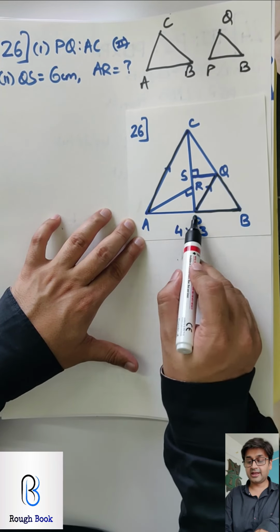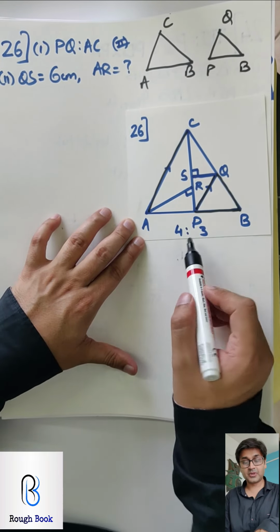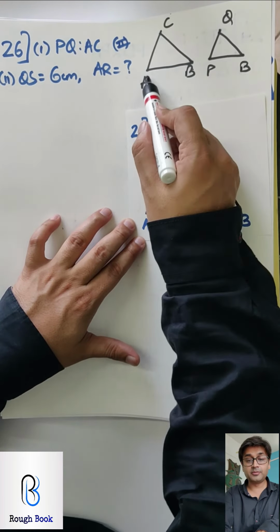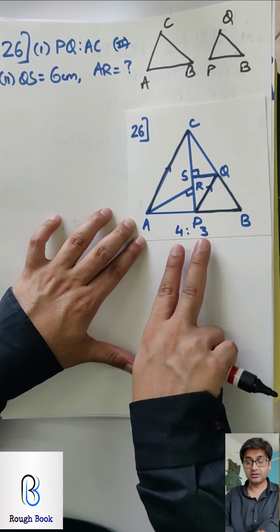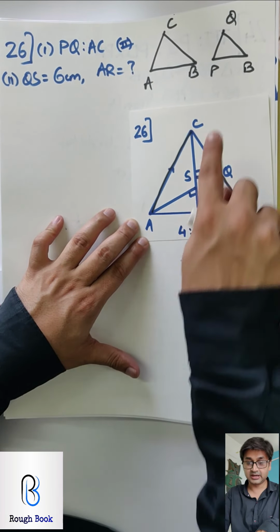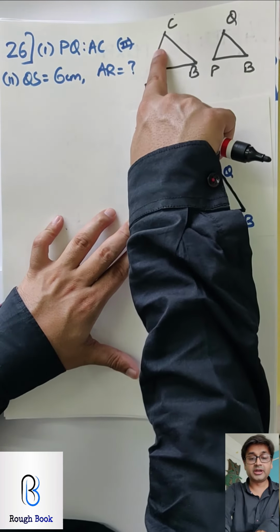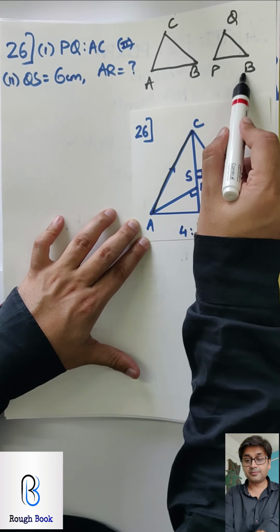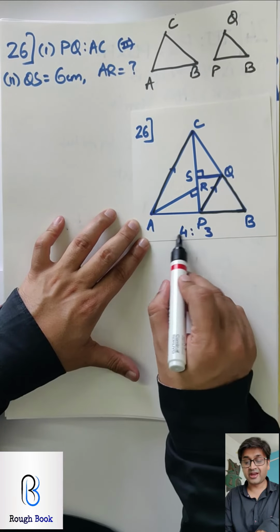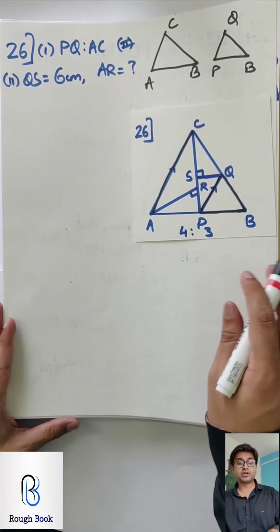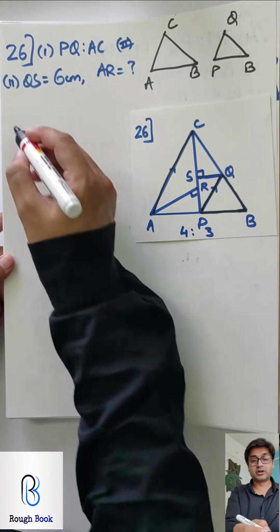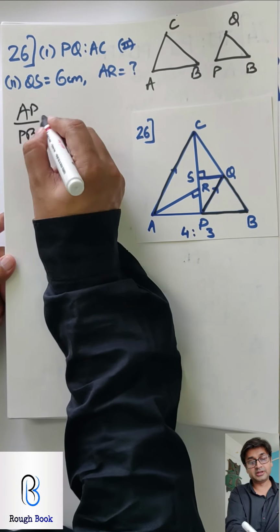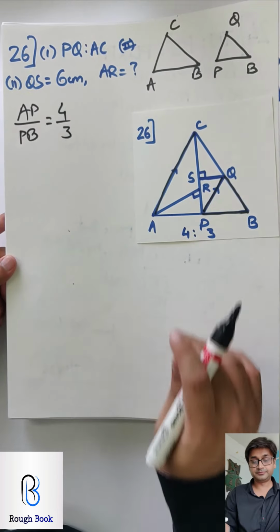Alright, we've been given that AP:PB is 4:3. If we prove these two triangles similar, then BP upon BA, whose values are known to us to some extent, is equal to PQ upon AC, and we will be able to get this. But before that, we'll have to find PB upon AB. Right now we have AP. So we introduce a new method called as X method. What is this X method? So you first write AP upon PB as 4 upon 3.